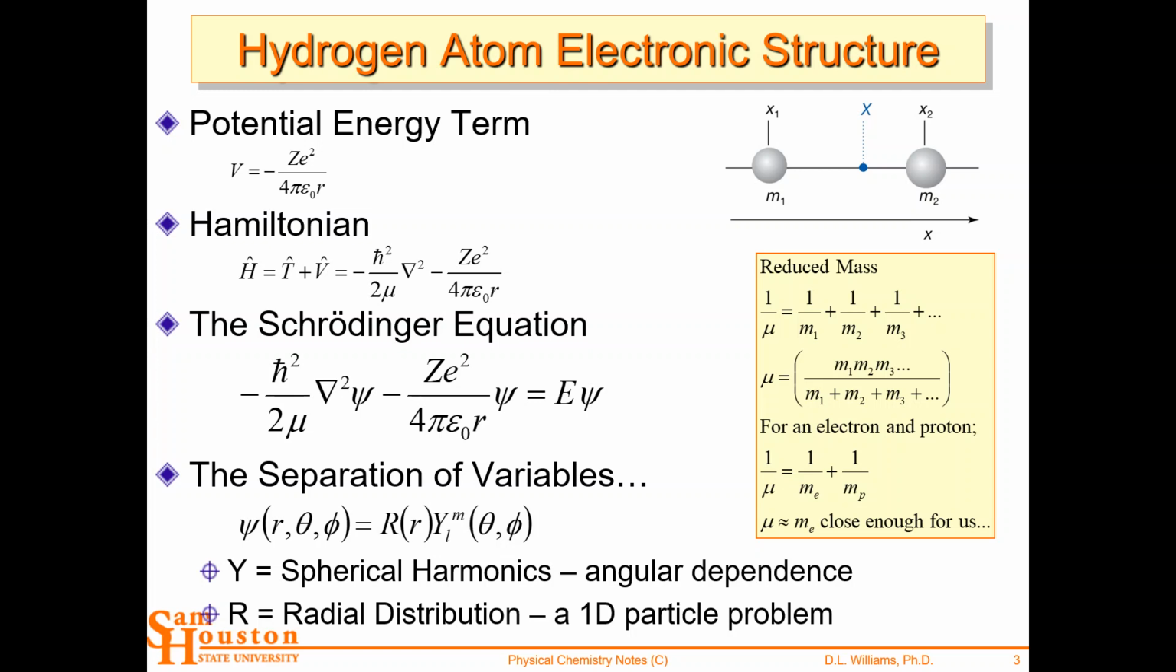This angular part is, the solutions for this came from the spherical harmonics. And so we'll talk a little bit more about what that means, the spherical harmonics, when we get to the shapes of the orbitals. But the radial distribution is just a simple one-dimensional particle problem. You can solve this problem as if r goes from 0 to infinity, and you can solve the Schrodinger equation separately. That's what we mean by separation of variables. We can break it into 2 problems, and we can solve it with respect to the angular dependency, and then we can solve it independently with the radial dependency.